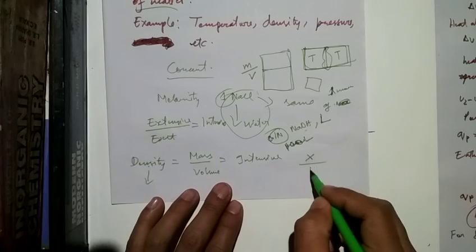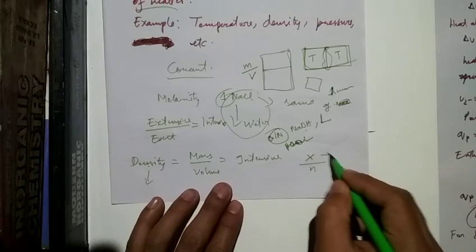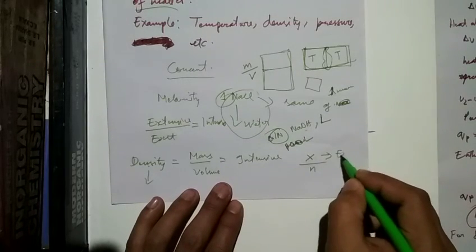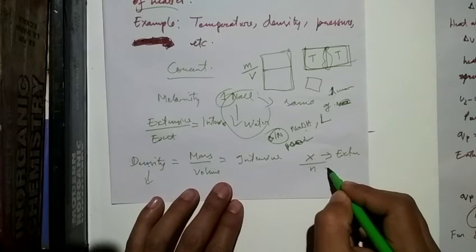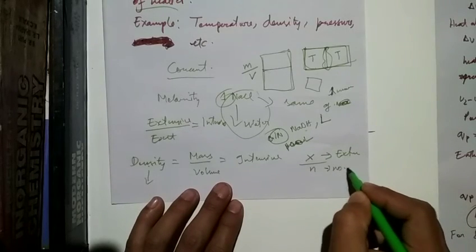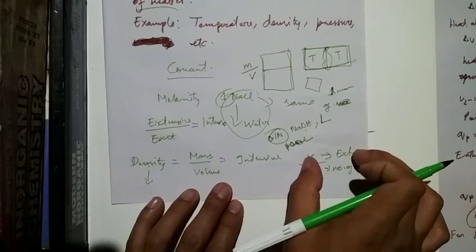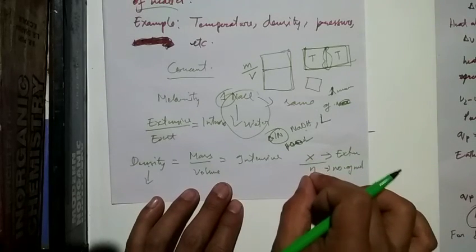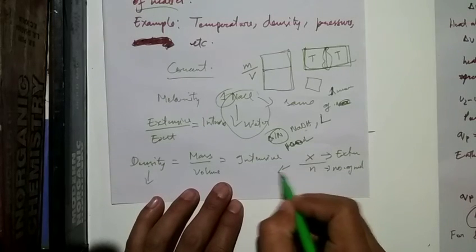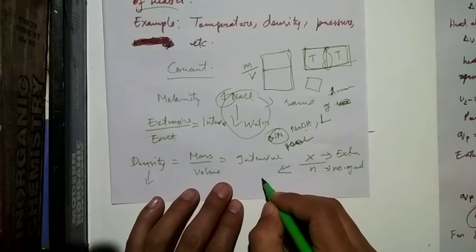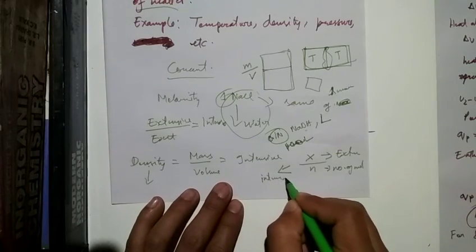Similarly, molar mass divided by number of moles. This one is extensive, and this is the number of moles. So if you divide this extensive property by a specific number, what you get is an intensive property.